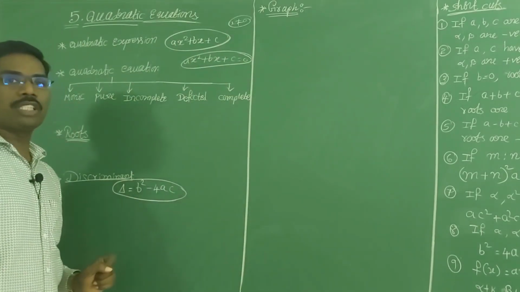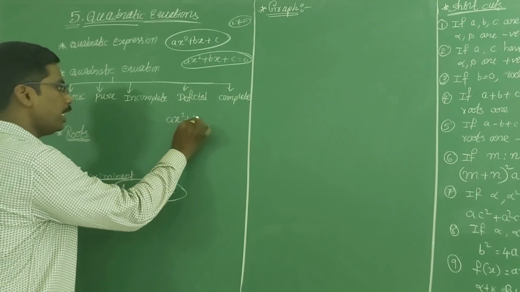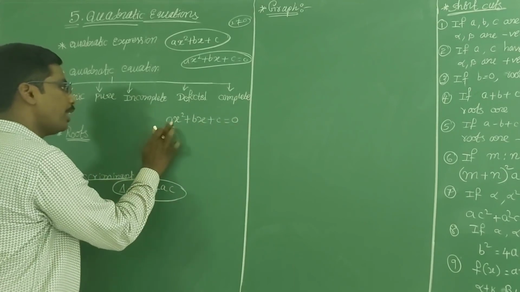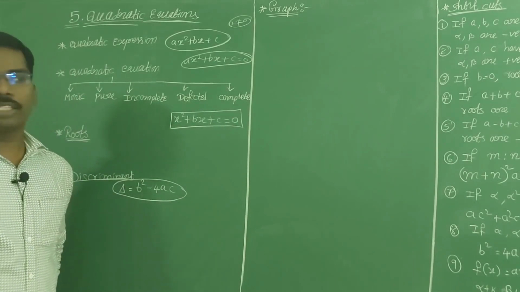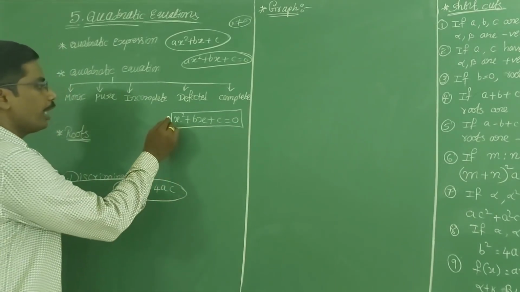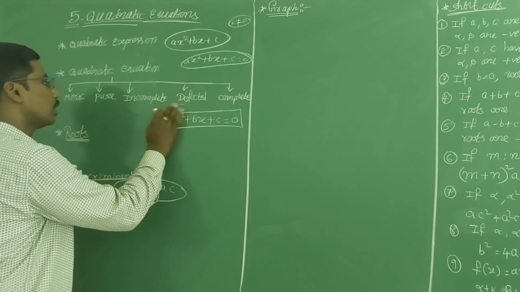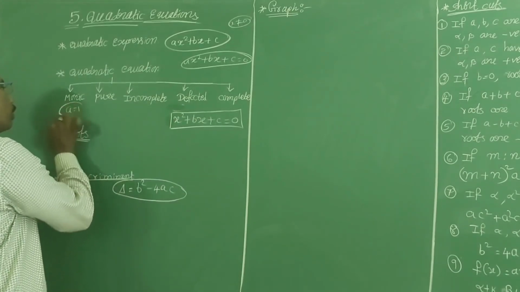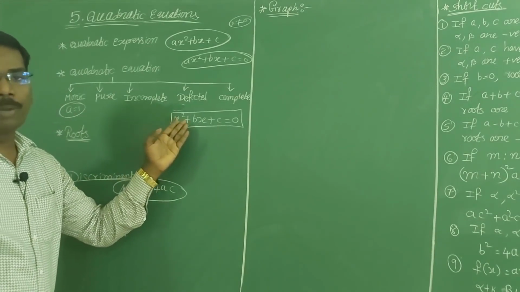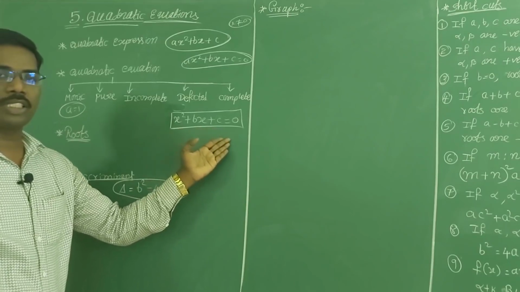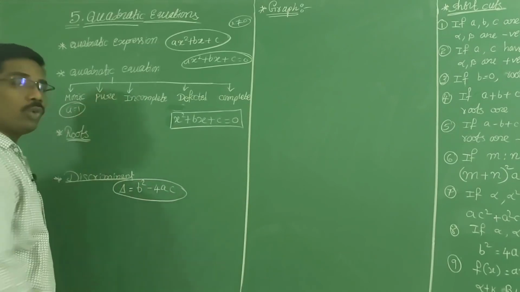Now, monic quadratic equation. What is a monic quadratic? If ax square plus bx plus c is equal to 0 is a quadratic equation and a is equal to 1, then that is called a monic quadratic equation. For example, x square plus 5x plus 6 is equal to 0, x square minus 5x plus 6 is equal to 0, x square plus 3x plus 1 is equal to 0. We can give so many examples.